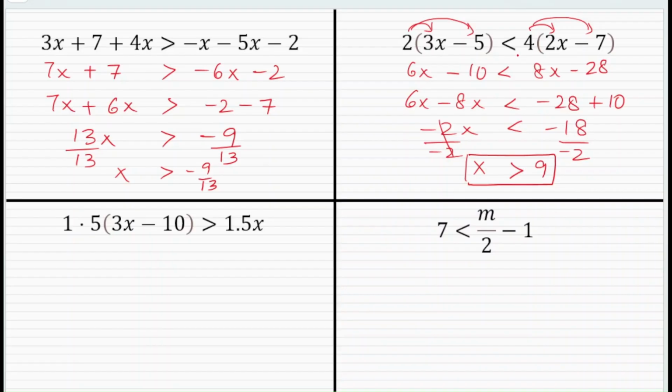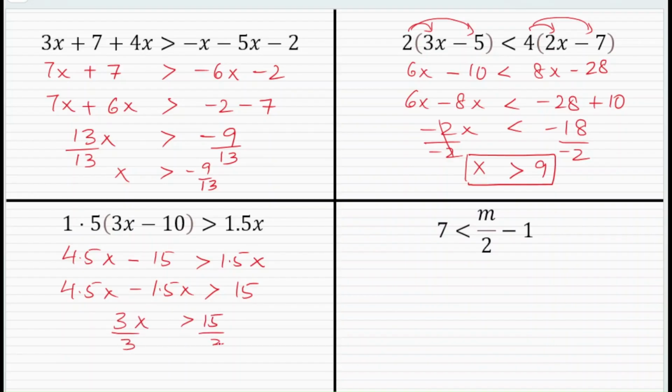The next one deals with a little bit of decimals. So 1.5 times 3x will give me 4.5x, minus 1.5 times 10, which will be 15, greater than 1.5x. So I would be shifting this 1.5x to that side with a minus sign, greater than this minus 15, which when it goes to that side will become plus 15. 4.5x minus 1.5x will give me 3x greater than 15. Divide by 3 and x comes out to be greater than 5.